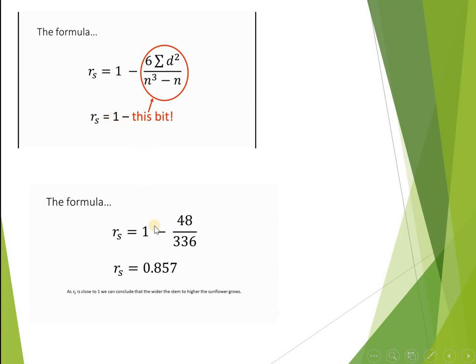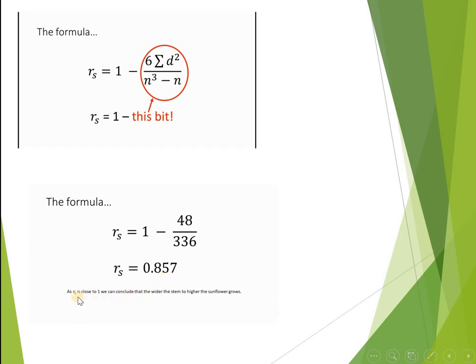Just plug in 6 times d square, which is 6 times 8, equals 48, and n power 3 minus n, which is 7 times 7 times 7 minus 7, it's 336. Using your calculator, you will get 0.857. It means, since the value of rs is positive, it's a direct correlation, and since it is greater than 0.6, it's strong. Okay?